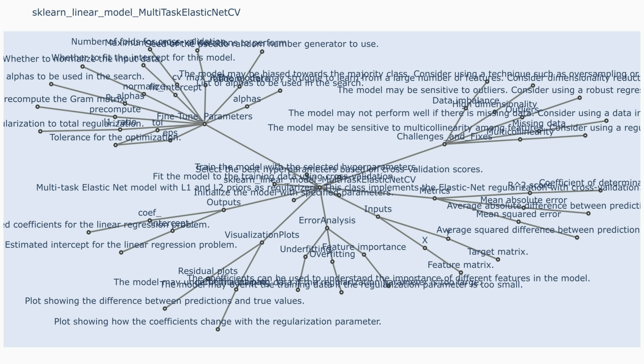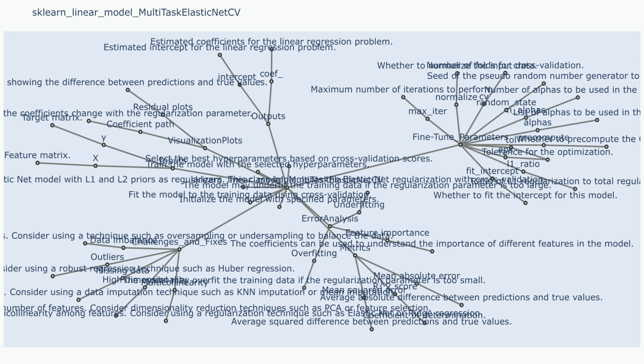sklearn, Linear Model, MultiTaskElasticNetCV. Description: MultiTaskElasticNetCV is a linear model that fits multiple responses Y with an elastic net penalty. It minimizes the sum of squared residuals (least squares) plus the L1 and L2 norms of the coefficients. This is a multitask version of the elastic net.